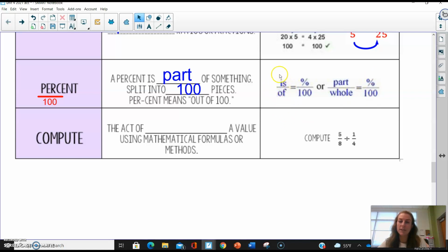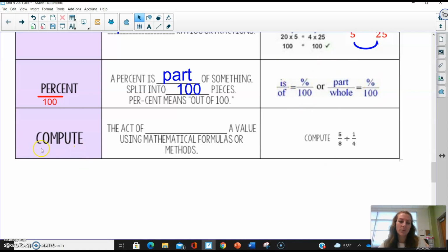Is over of we'll see a lot in word problems. Like if it said something like, what is 10% of 20? So the word problems will help us define what is the part and what is the whole. But we'll get more into that as the units progress.